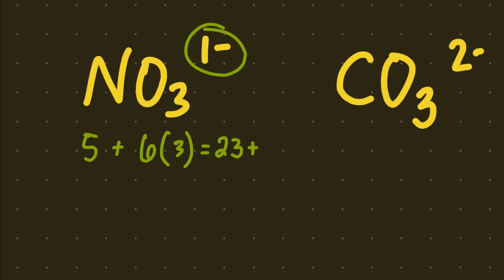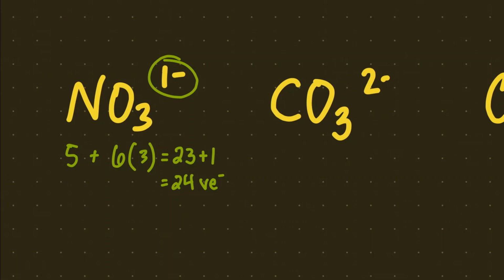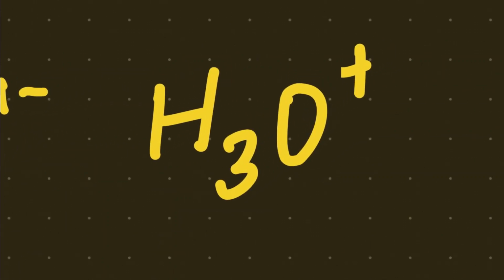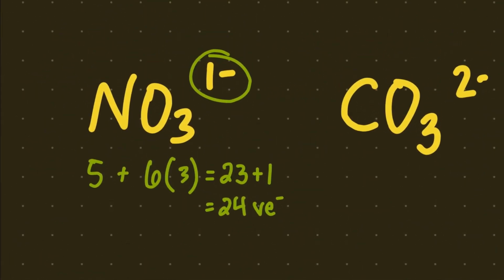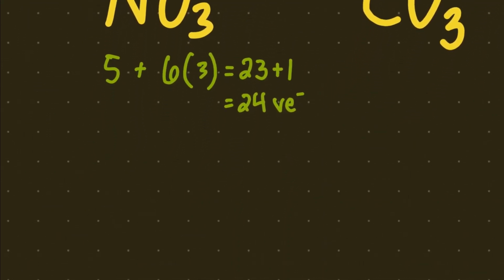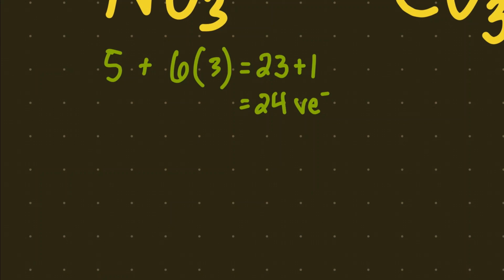So we need to take this 23, add 1 more electron, and get 24 total valence electrons. And so you might be able to guess then that on this one, when we have that positive charge, it's going to be missing an electron. So when we total up our valence electrons, we subtract 1 from the total instead of adding 1. But on my NO3 here, which, by the way, is called a nitrate ion, on our NO3 1 minus, we're adding an extra electron, and that is 24 valence electrons.